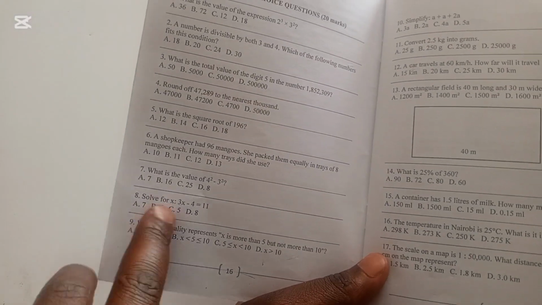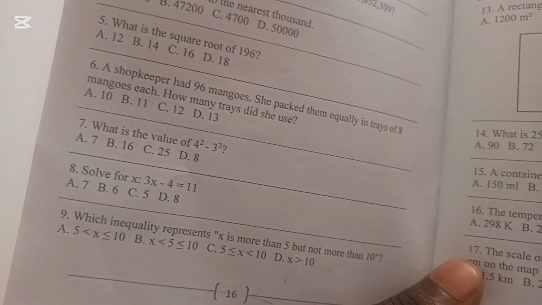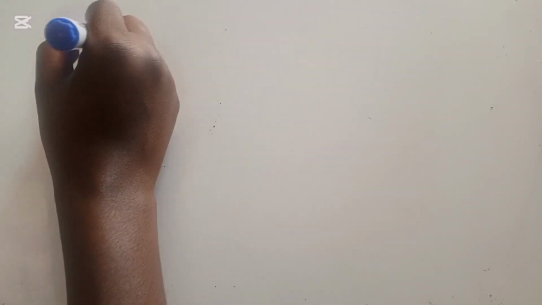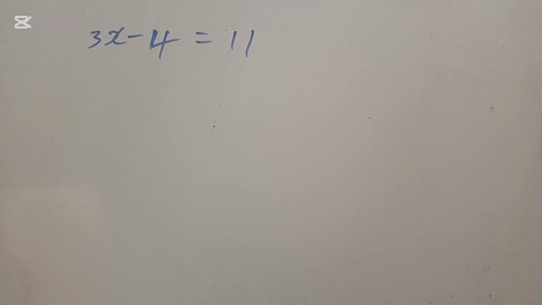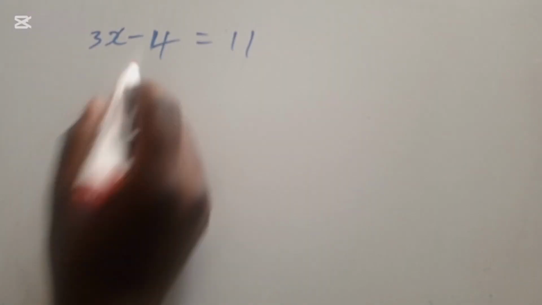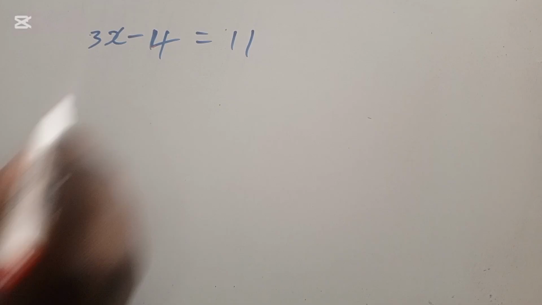So you are told to solve question 8. Solve for x, and you are told 3x minus 4 is 11. So 3x minus 4 is 11. How do you solve this? What you do, and I know this is what you have learned, is that you take like terms together on one side. So this 4 does not have an unknown x, you take it to the other side.